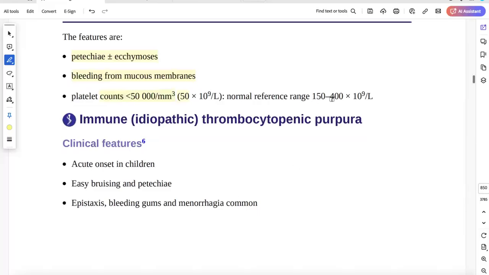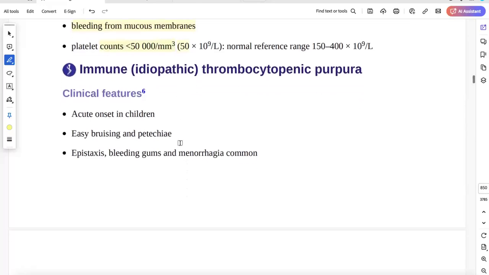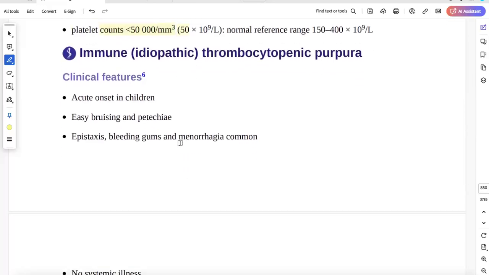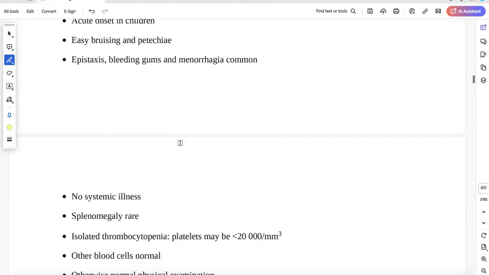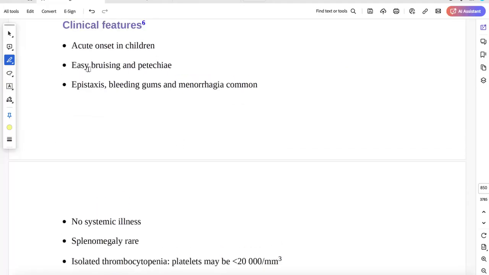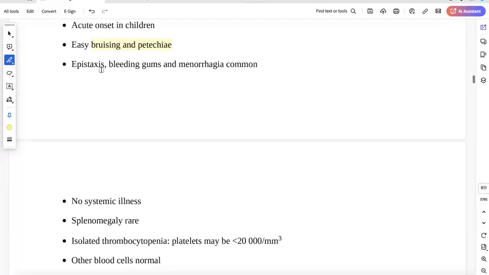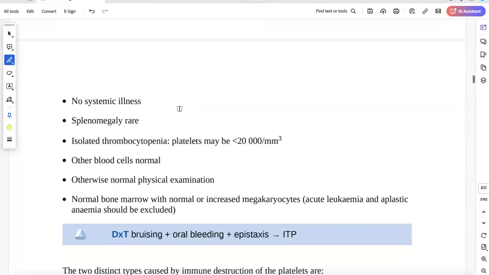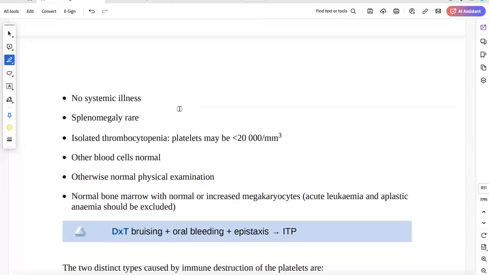Reference, we know that more than 150 is a normal platelet count. So for ITP in children, most of this usually comes after a recent viral infection. They get a viral infection and, followed by that, they come to you with easy bruising. They can come to you with bleeding from gums, epistaxis, menorrhagia, but otherwise everything will be fine. No systemic features, like no fever.